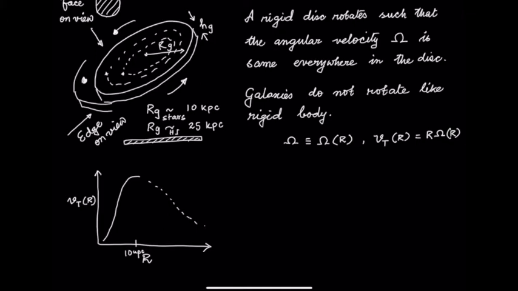But when you observe, you see that it almost remains constant, as far as you can observe. So this is called the rotation curve, and this is called the flatness of the rotation curve.